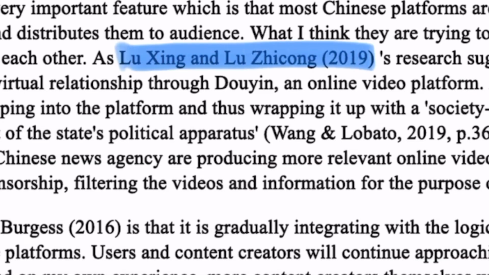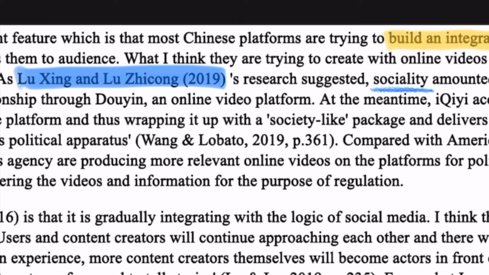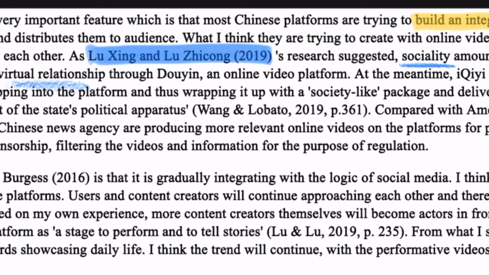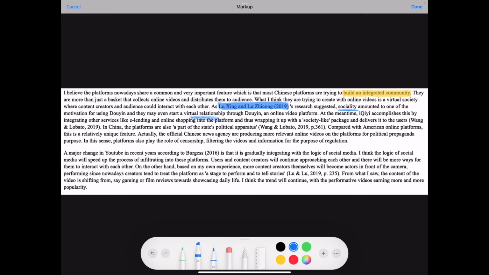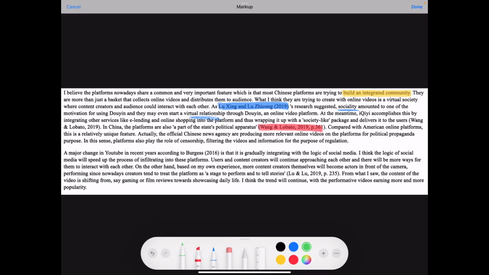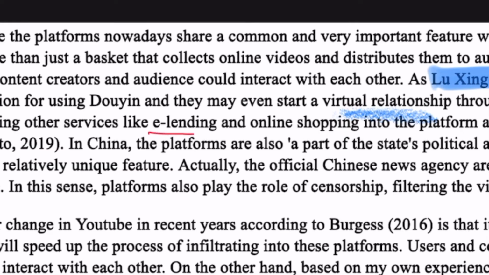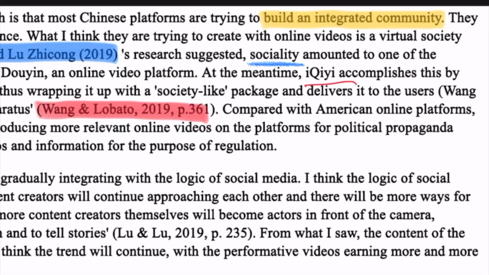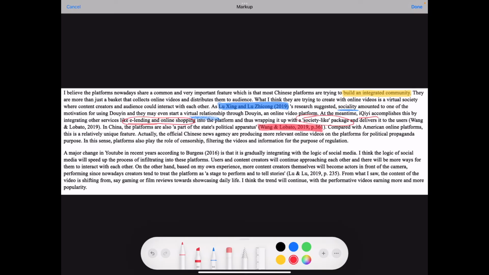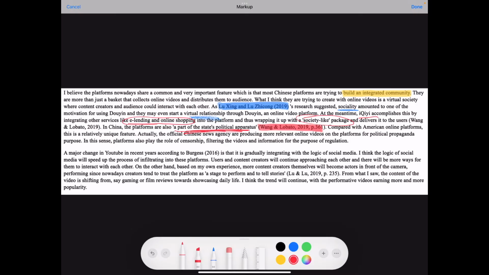We have Lu and Lu, 2019, and here we talk about sociality, we talk about virtual relationships, right? Again, themes from Lu and Lu related to building a community. And then we follow that up with Wang and Lobato, right? Another source. And here they talk about how Ichi does this through e-lending and online shopping. And they said the society-like package, and they're quoting the authors there. And then they also mention another idea, part of the state, right? So another form of community.